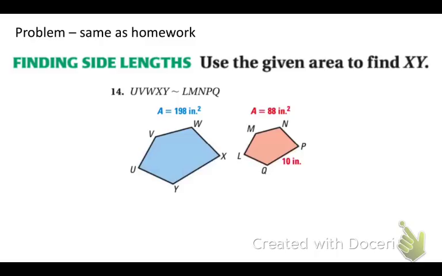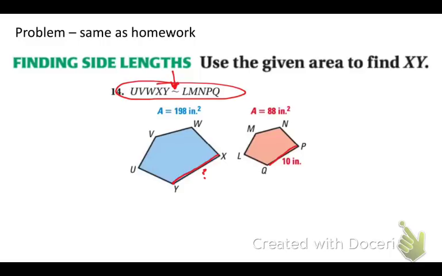Use the given area to find XY. Again, we're given that these two polygons are similar. That's the little sign for similar right there. So all the rules are going to apply. We have this side here and this side here, and the figures are oriented in the same way, so those are the corresponding sides. And this one is missing, and that's what we want to find.